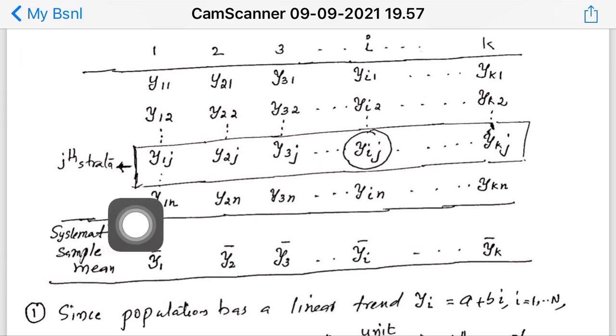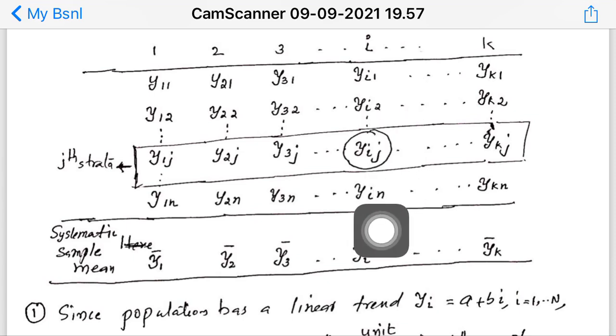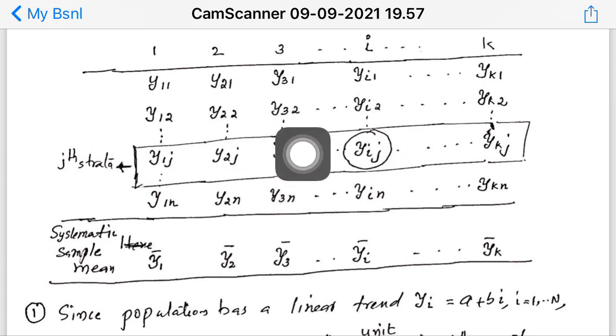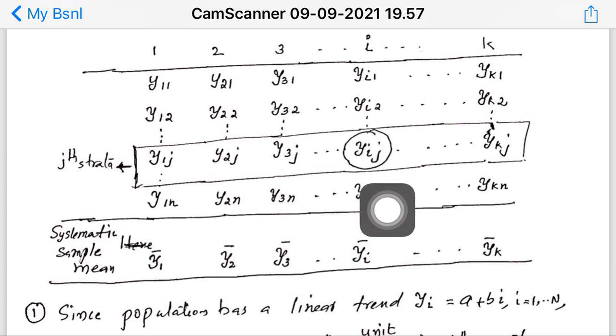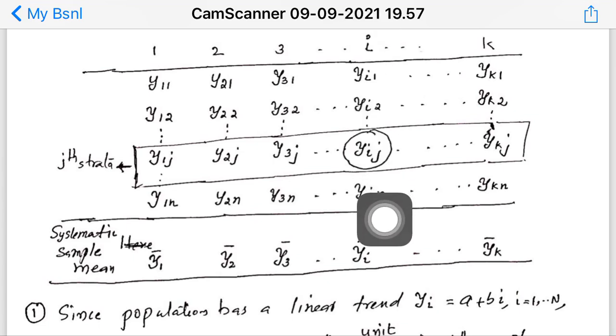In this ith systematic sample, how many units do you have? 1, 2, 3, etc. N units you have. So actually what you have done is, from the first row you have selected one unit, from the second row also you select a corresponding unit, and from the third row another corresponding unit, and so on, and from the last row you are selecting one unit. And because of systematic sampling you have those values in a single column, that's all.